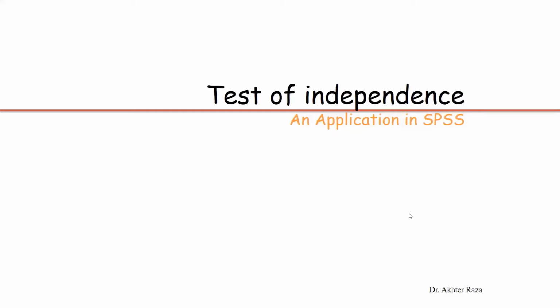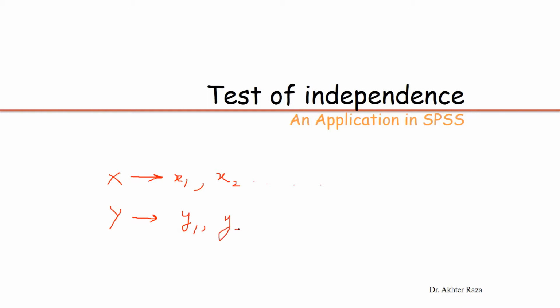In this lecture, we are going to discuss a complete application of test of independence in SPSS. For the test of independence, we need two qualitative variables, x and y. Both variables should be qualitative with some number of levels. It may have 4 levels, like we may have the first value as x1, x2, and so on. So these are the different values of the variable x, and these are the different values of the variable y.